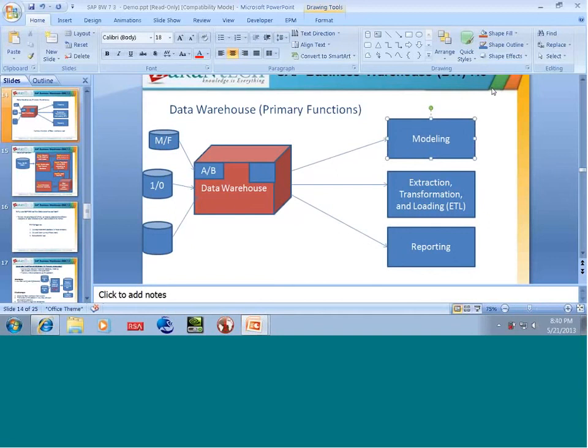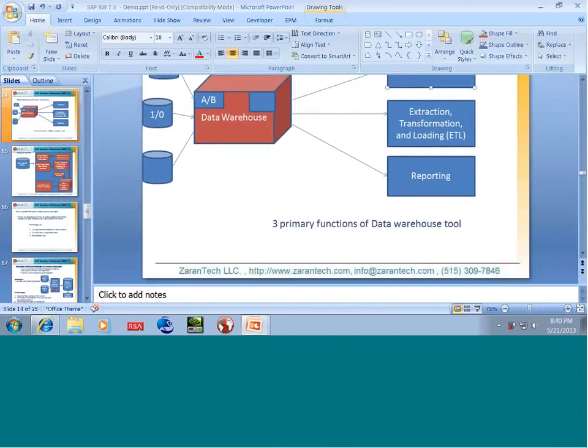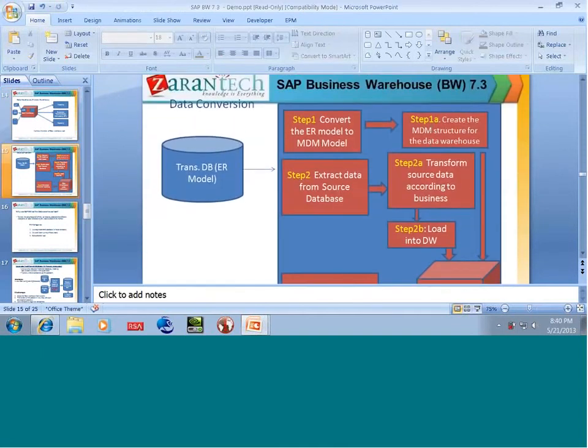Now that we have understood what a data warehouse is, it's not one flavor of data warehouse. There are different categories of data warehousing tools. So let's quickly look at the different data warehousing tool categories that we have. If I move on to the next slide.